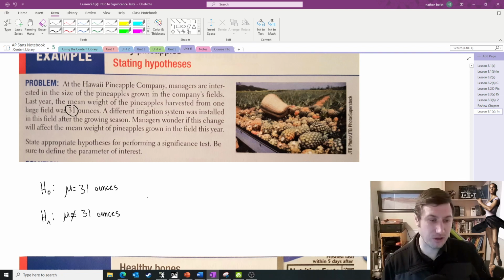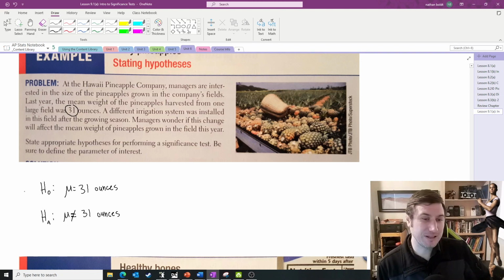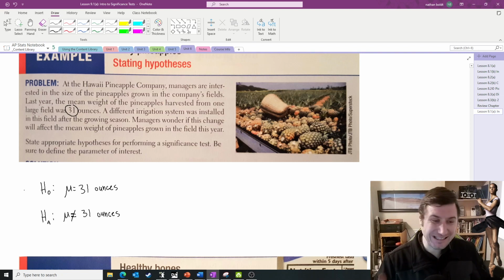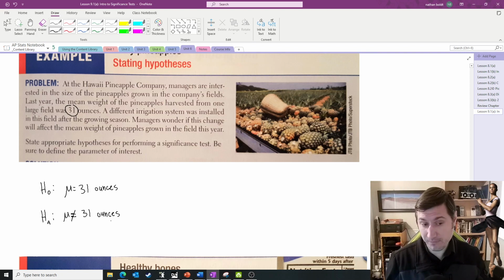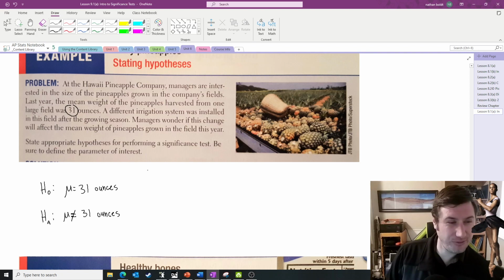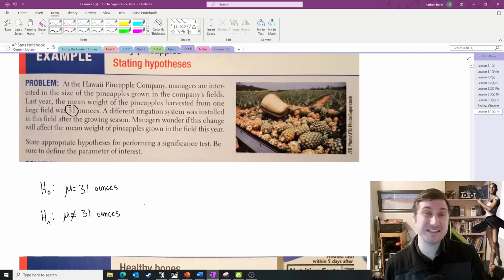So our null hypothesis is kind of the beginning, innocent until proven guilty. Our beginning assumption is that we have 31 ounces for our average. And our alternate is one that we're going to look for evidence for, that the mean is actually not 31, that it's changed. Now, this one could be bigger or smaller, right? Just that it's different than 31. We don't think it's bigger. We don't think it's smaller. We just are wondering, is it different?